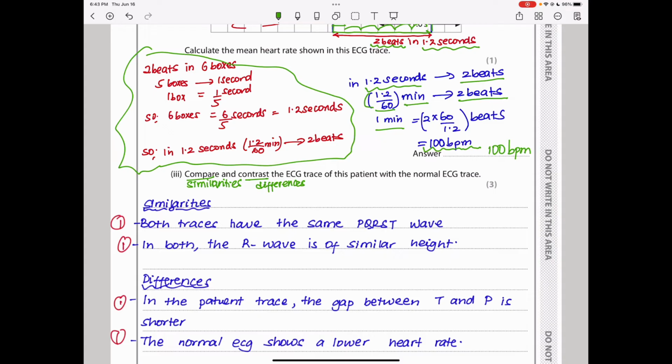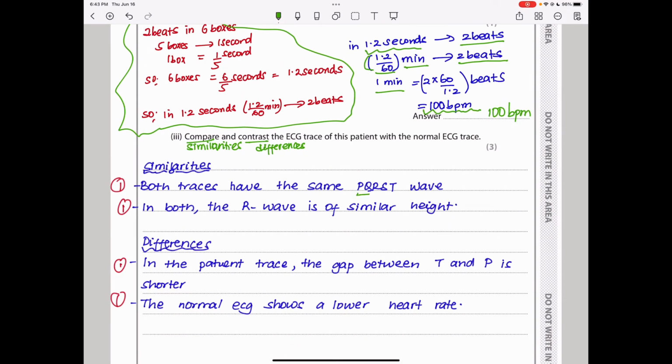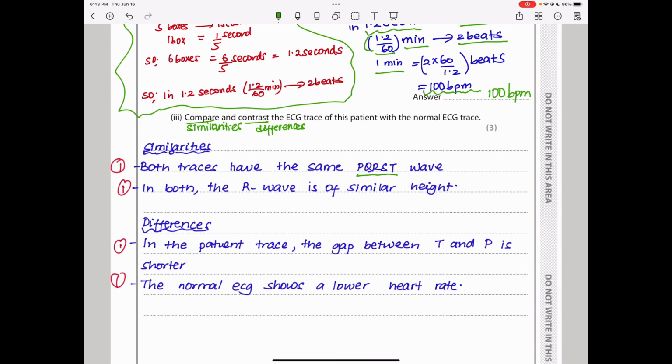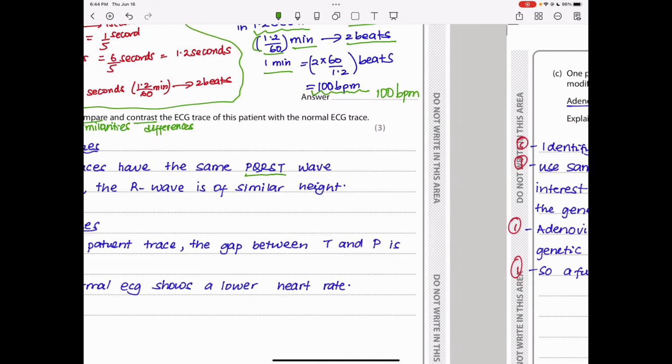So the similarities between the two traces, all of them had the PQRST wave. And in both cases, the R wave was similar in height, they had the same height of the R wave. The differences were in the person who had the condition, the gap between the T and the P was shorter, meaning that the rate was faster. The normal ECG shows a lower heart rate. So in comparison to the two, the patient had a higher heart rate, and the person who was okay, or the one who had a normal ECG, had a lower heart rate. I will go to the next part.